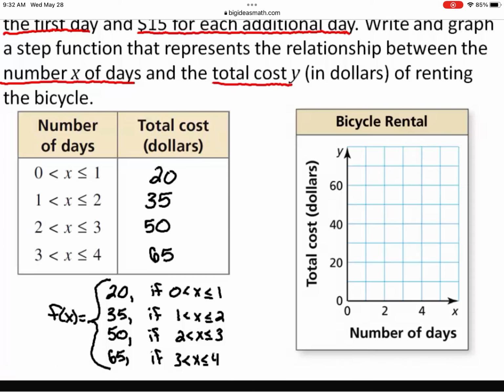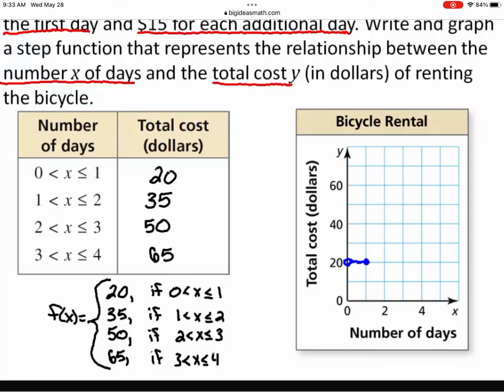Now you want to graph this step function. Because x does not equal 0 in the first equation, draw an open circle at (0, 20). Then draw a line segment at y equals 20 for all values of x greater than 0 and less than or equal to 1. Because x equals 1 in the first equation, draw a closed circle at (1, 20).